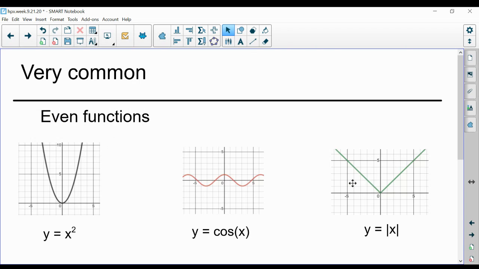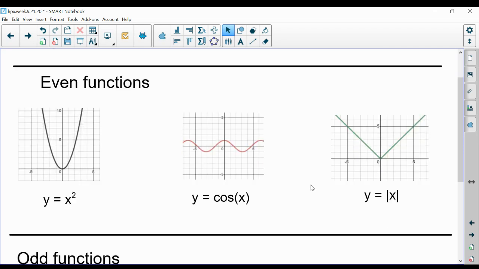These are the most common even functions. The parabola, just x squared. But notice if you move this parabola left or right just a little bit, it won't be even anymore. To be even means it's symmetrical on the y-axis. Cosine of x is symmetrical on the y-axis. It is even, and so is the absolute value function.